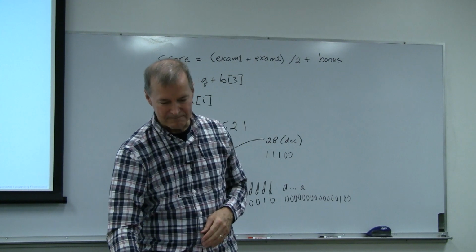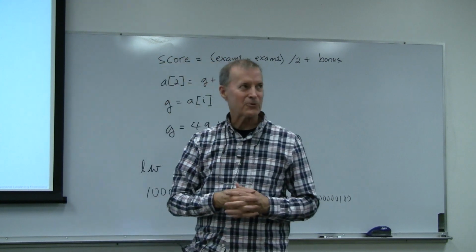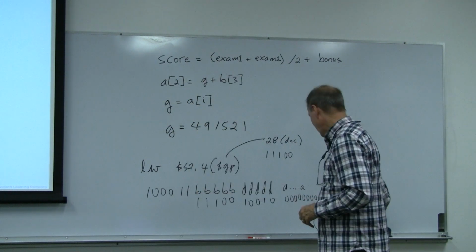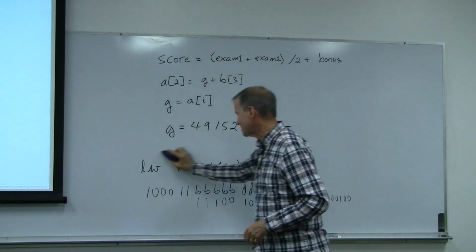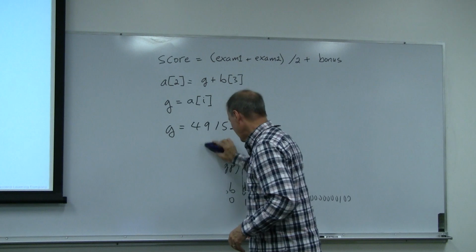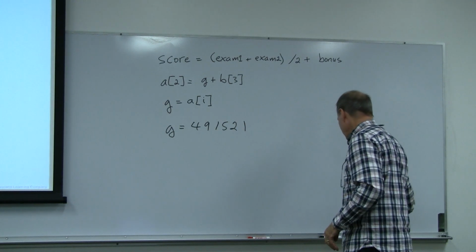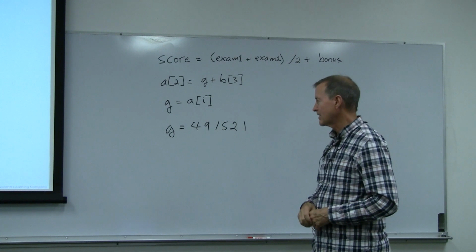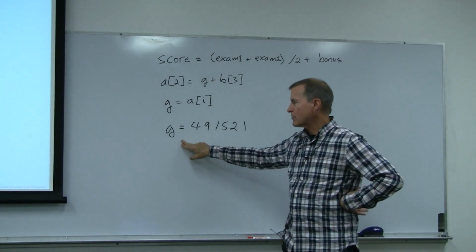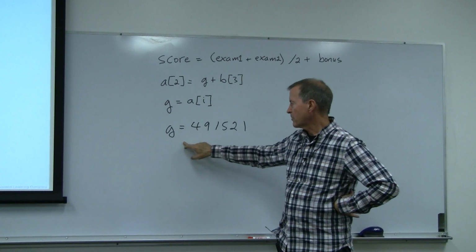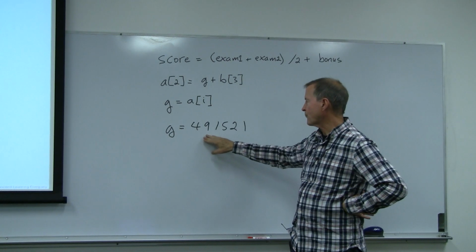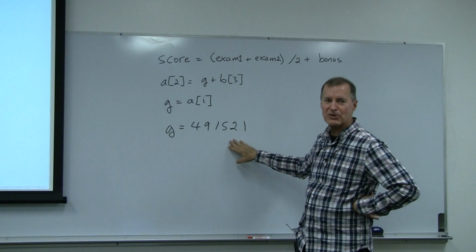Now, here is a really interesting situation that is directly because of our RISC design philosophy. Look, you guys, suppose G is a variable and we just want to do G gets 491,521.